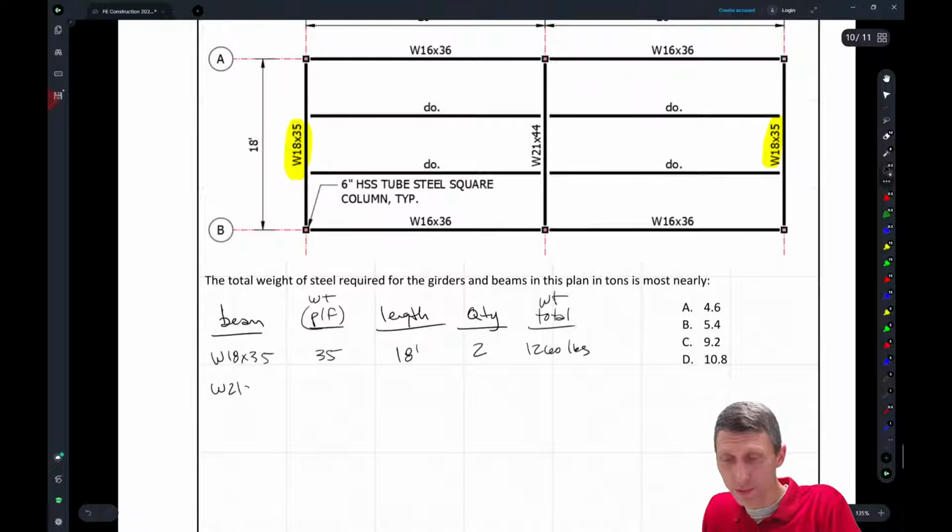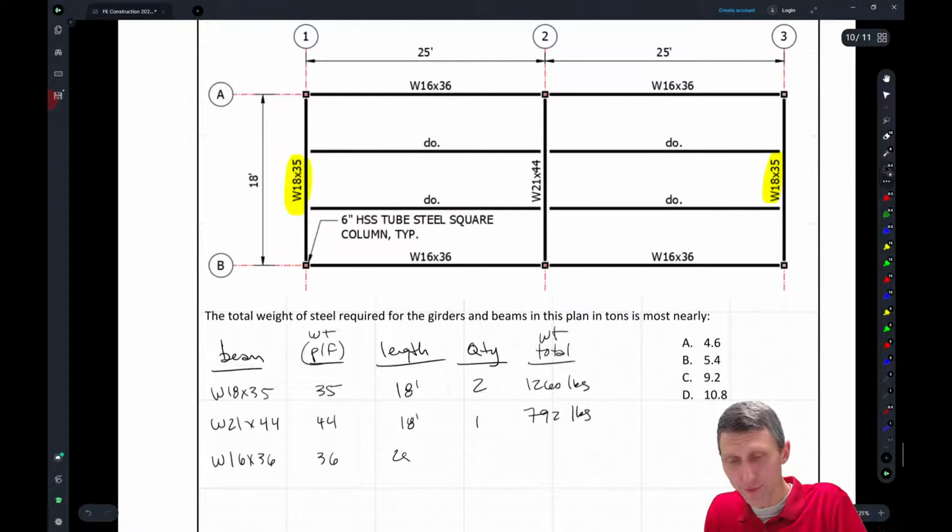What's next? I'm just going to do the same thing. March right down: W21 by 44. That's 44 pounds per foot. That's still 18 feet, one beam, and that gets me to like 792 pounds. And then we got these W16 by 36s. Those weigh 36 pounds per foot. Those are roughly 25 feet long. And then how many of them do we have?